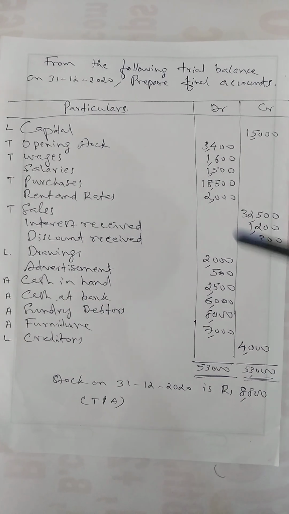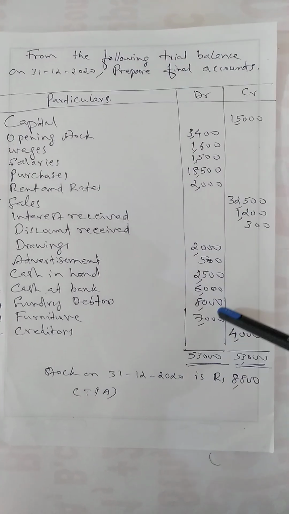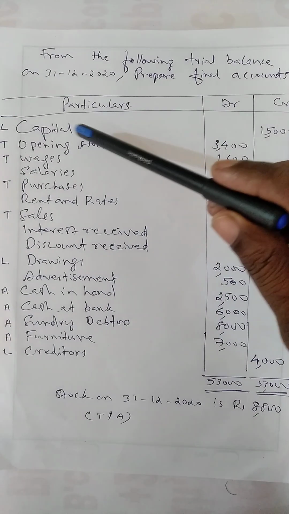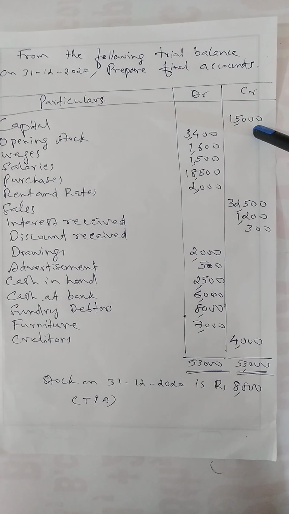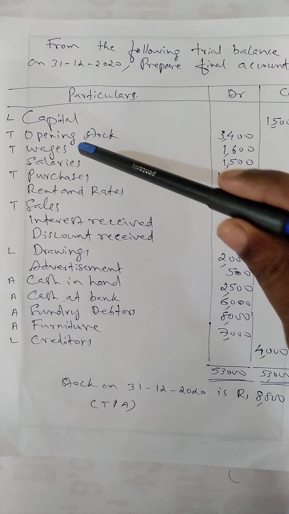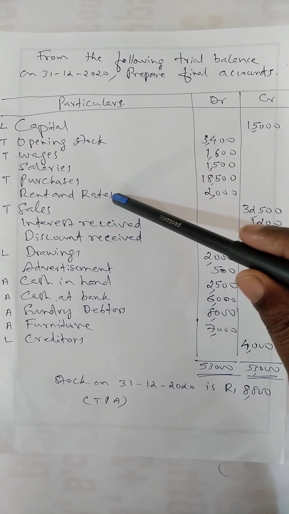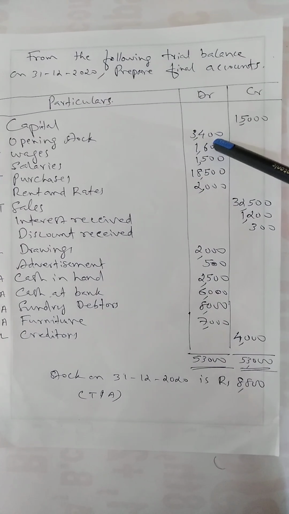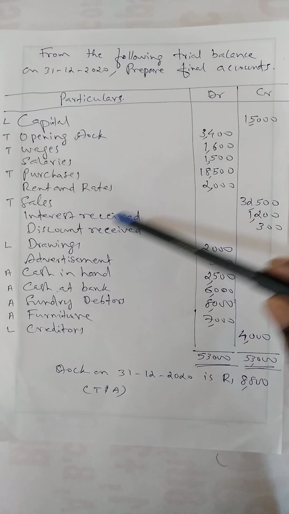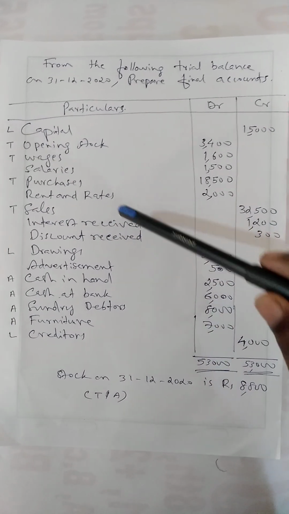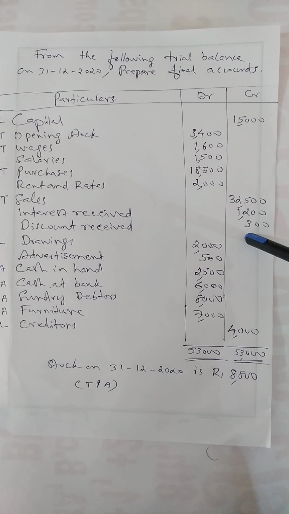On the basis of that, the amounts of some items are shown on the debit column and some are shown on the credit column. If you check into this, capital is a liability. Liability has a credit balance. That is why the amount is shown on the credit. Opening stock, wages, salaries, purchase, rent, these items are expenses. Expenses have a debit balance. That is the reason for showing the amount on the debit column. Sales, interest received, discount received, these are incomes. Incomes have a credit balance. That is why the amounts are shown on the credit column.